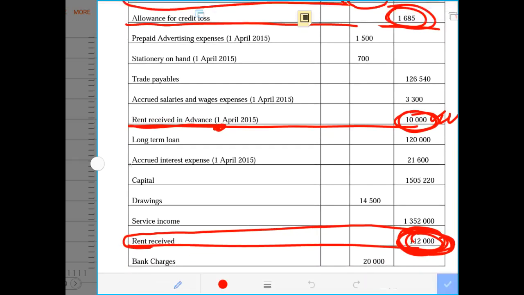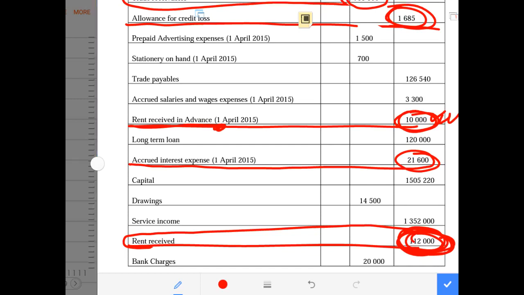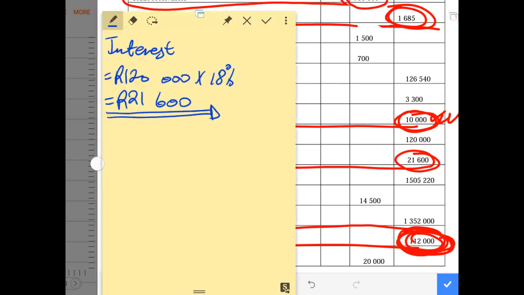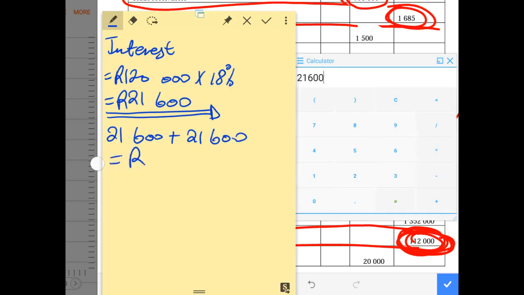Here we had accrued interest expense of 21,600, meaning the full interest last year was not paid. It means in the current year, in order for us not to owe anything, we're supposed to pay 21,600 of last year plus 21,600 of the current year. That's what we're supposed to do in order for us not to owe any interest, because we still owe 21,600 of last year and 21,600 of the current year. Meaning the total interest that we're supposed to pay in the current year so that we don't owe any interest on this loan is 43,200. This is what we're supposed to pay in the current year, where we pay for the previous year and we pay for the current year.